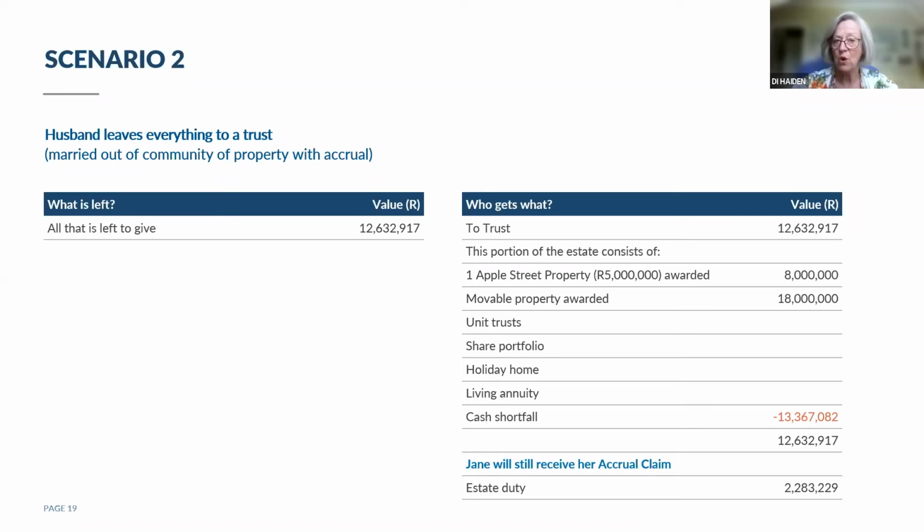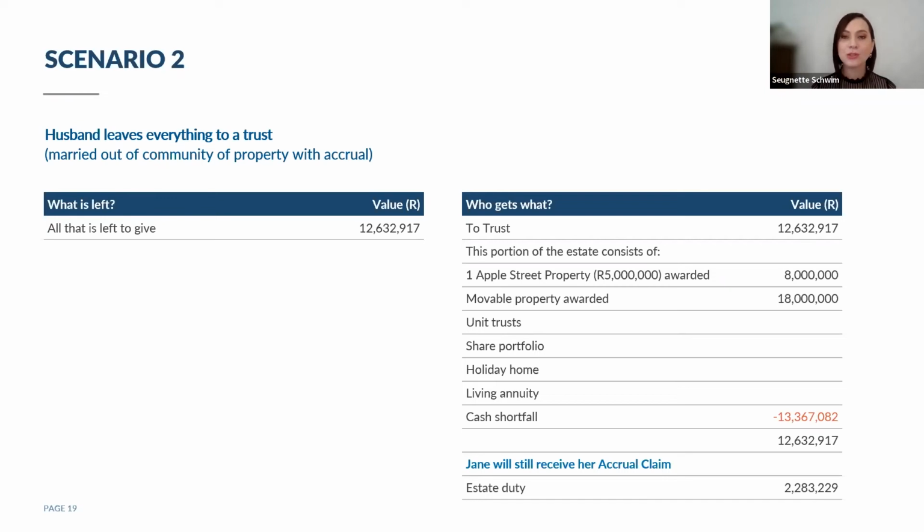Anything else, Sine, or are we all right on that one? We're good, Dar. I just want to add that we can see that the estate duty payable there is 2.2 million rand, whereas where we left everything to Jane, it was 0 rand. There's no estate duty payable when you leave everything to your spouse, or for the portion of assets that you leave to your spouse. So immediately scenario two may look less optimal, but we have to keep in mind that as a family, we only want to pay estate duty once if we have to. We probably will have to at some point.